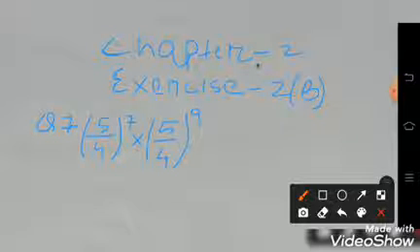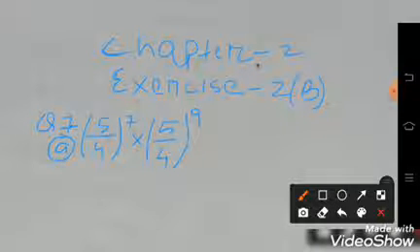But now let's see question number 7a. The question is given: simplify and express the result in exponential notation. So this is (5/4) to the power 7, and then (5/4) to the power 9.